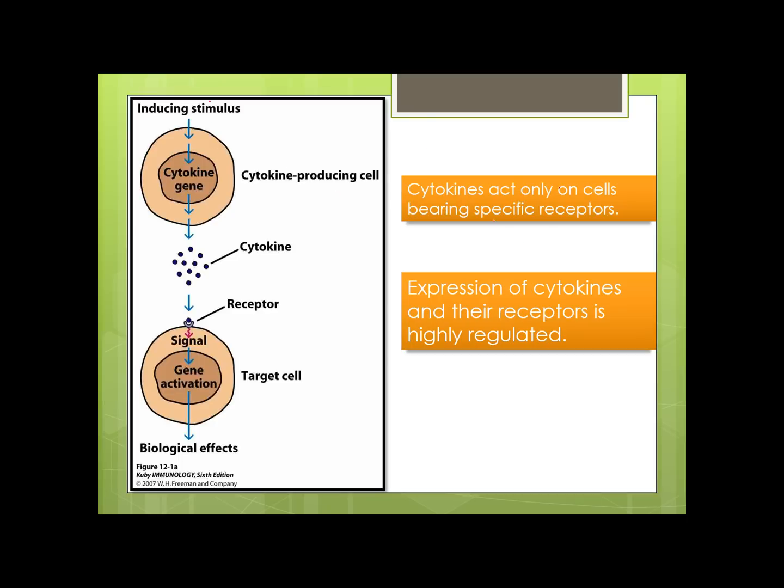Cytokines act only on cells bearing specific receptors. So they have a specific target class that has specific receptors. And expression of cytokines and the receptor is highly regulated. Please remember that they are highly regulated. So whenever there is an inducing stimulus, let's say lipopolysaccharide or flagellin, certain cytokine producing cells cause their cytokine gene to become activated. Let me repeat. When your cytokine producing cell encounters a stimulus like lipopolysaccharide, flagellin, or any antigen molecules, this will cause the cytokine gene to be activated and the cytokine producing cell will start producing cytokines.